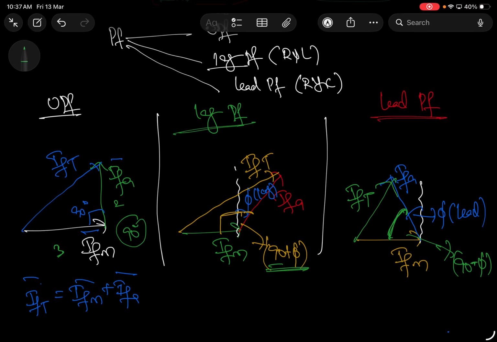If you have only one single value, I can directly write IFT equal to the square root of IFM squared plus IFA squared.